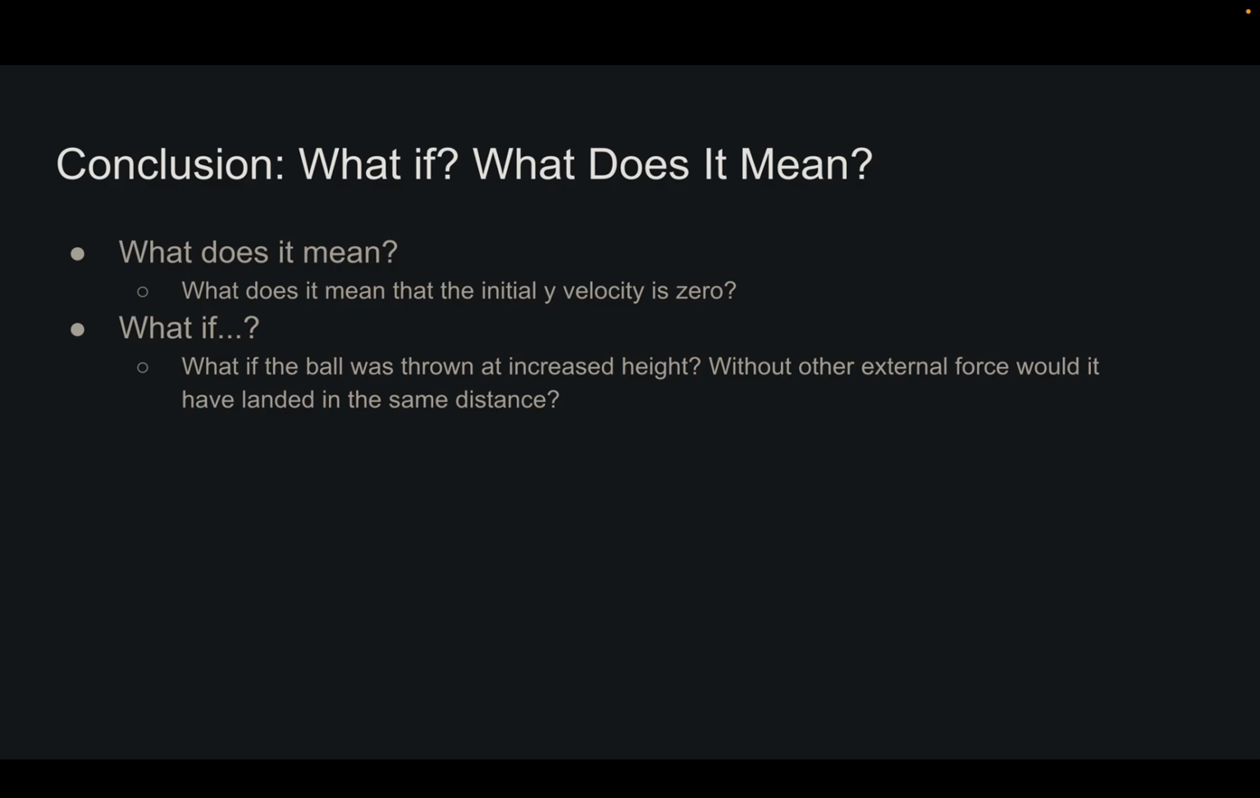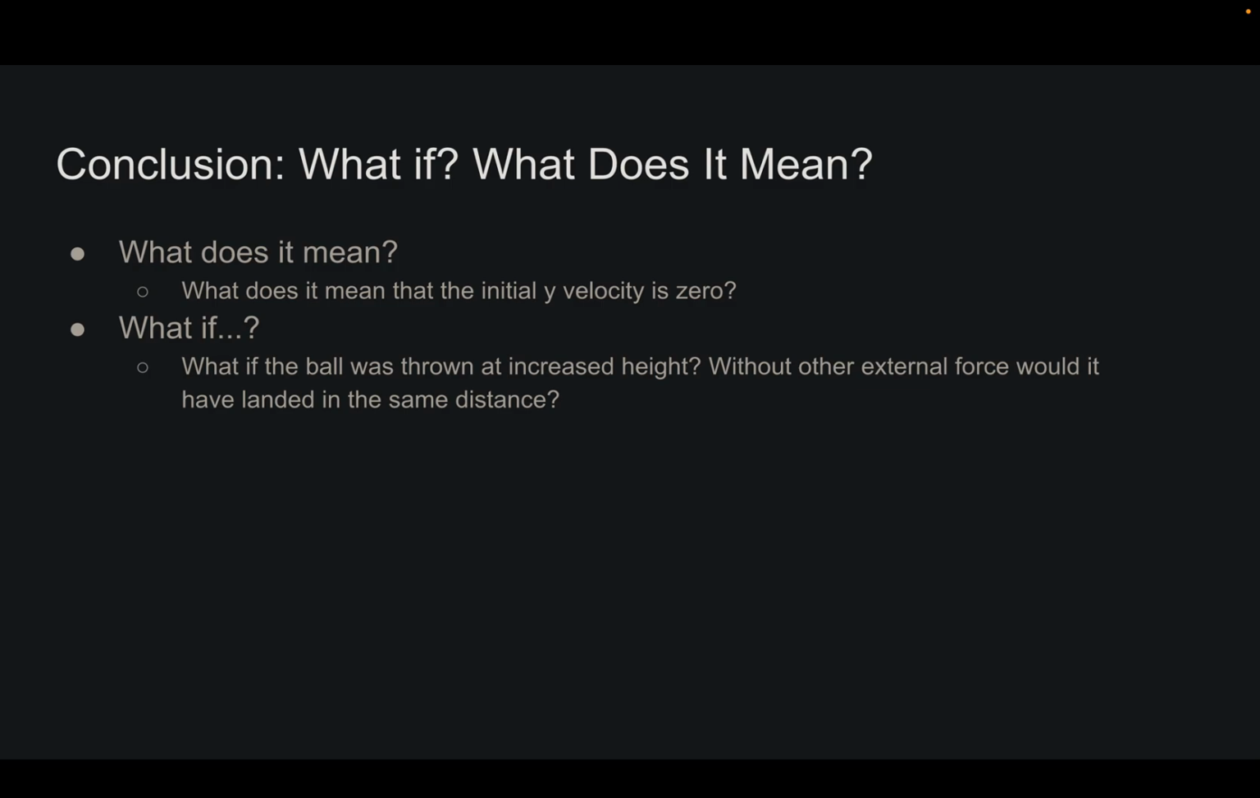So for the conclusion, what does it mean and what if. What does it mean that the initial y velocity is 0, even though there was movement in the y direction? That might be one of the confusions. That just means, as previously discussed, that the projectile motion was only initially projected in the x direction, which is horizontal, and initially there was no force that moved the ball in the y direction. However, because there was a net force in y, mass times gravity, this did make the ball travel downwards in the end, which made there be y direction travel.